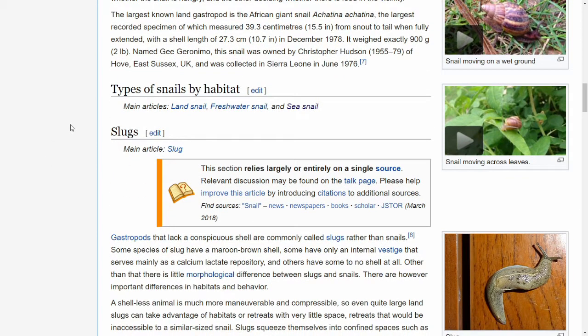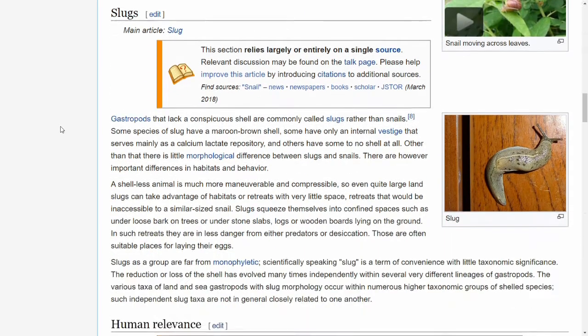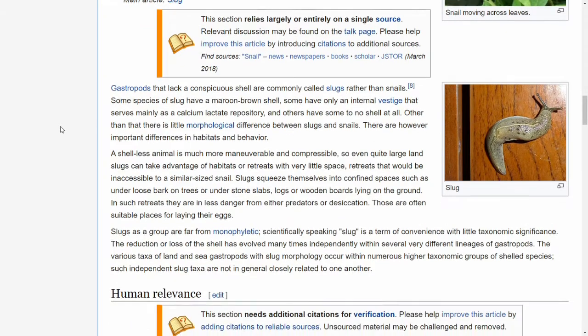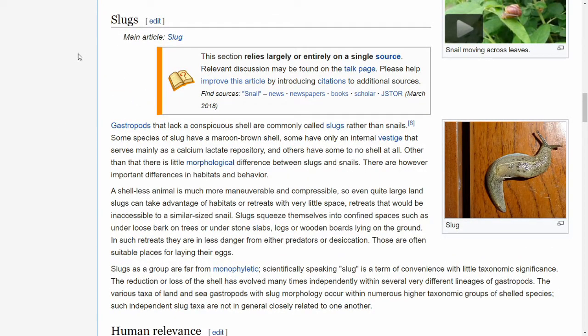Wow, that's great. G. Geronimo, the one true snail man. Okay, slugs. Why is there slugs? Anyways, I guess because they're... Never mind. Let's get into it.